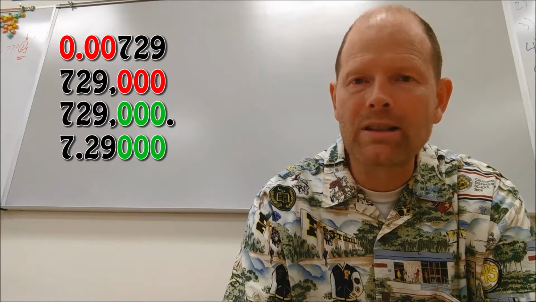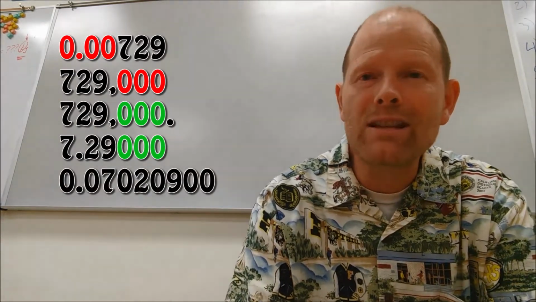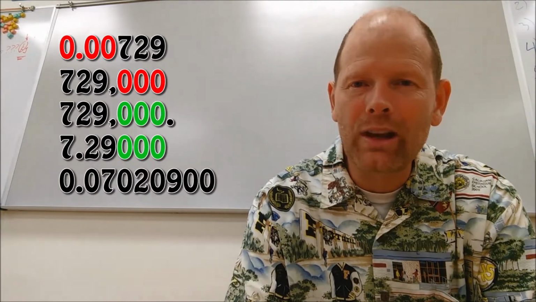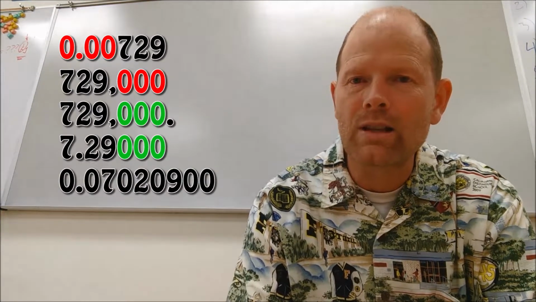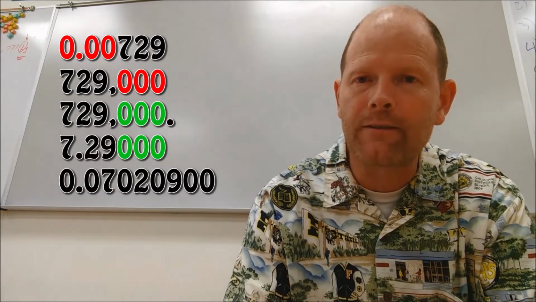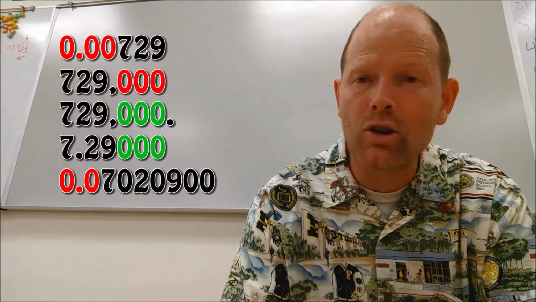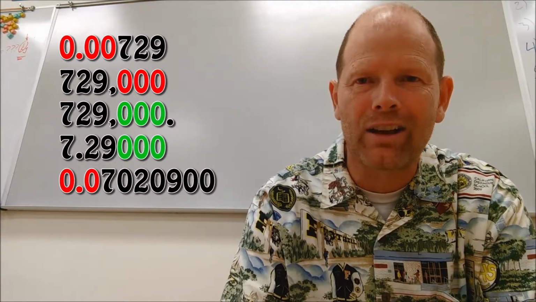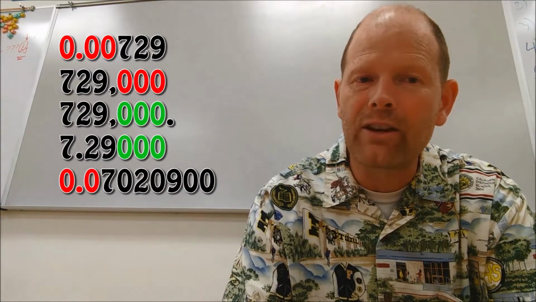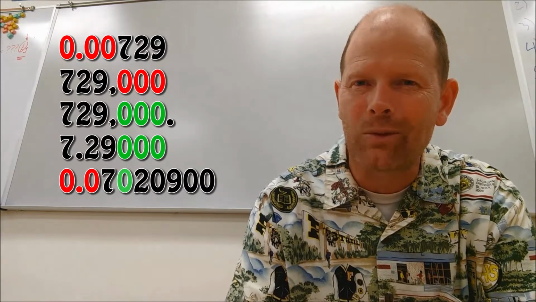Finally, we'll put a bunch of zeros in here. We got 0.07020900, and we look at this and we see the first zeros, the zeros to the left of the 7, those are to the left of the first non-zero digit, and therefore they're never significant. So those ones we can just cross out. They're not going to count as significant. Then we see the 0 in between the 7 and the 2. It's in between, so it's always significant. That one is significant. We'll make it green.